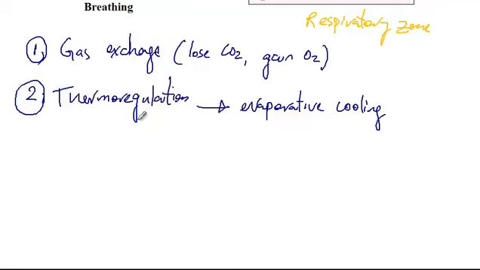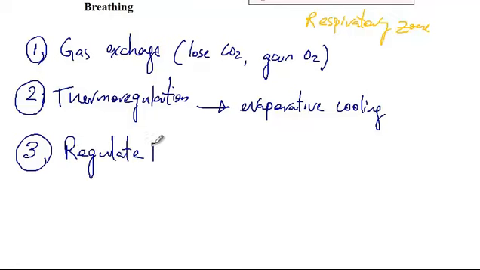So again, thermoregulation regarding the respiratory tract is more seen in birds rather than in humans. And finally, the third function of the respiratory system is to regulate pH. And so in order to understand the role of the respiratory system in pH regulation, I just have to discuss some chemistry concepts here.